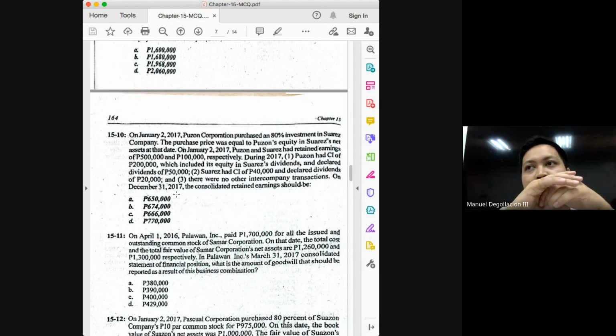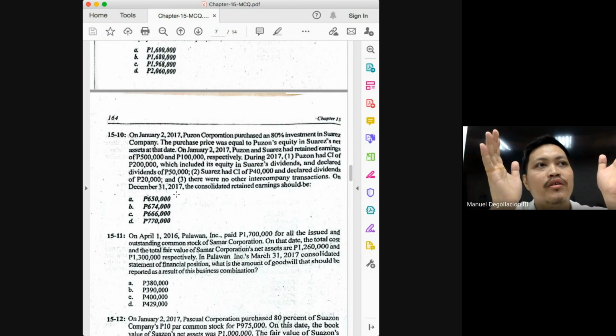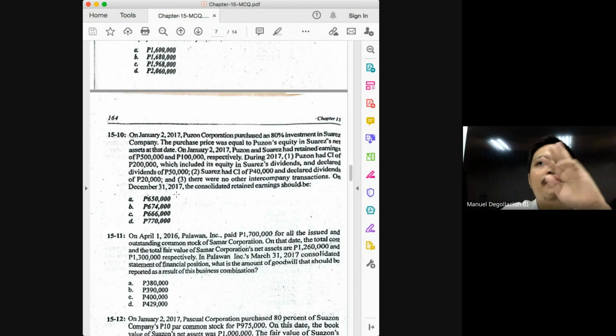In computing for the consolidated retained earnings, what are the three things that can be relevant, class? Number one, profit. Second, loss. Third, dividends. This would be the consolidated profit or loss attributable to the parent, and then the dividends paid by the parent, class. Very important. Okay, let's try to apply that in problem 15-10.